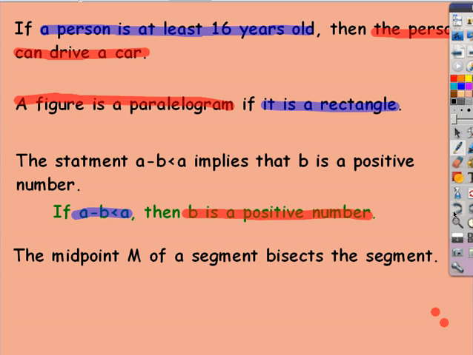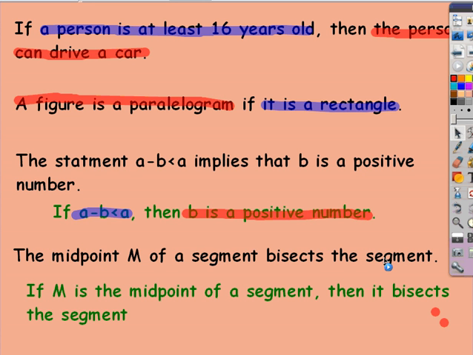Okay? So if I'm going to rewrite that, it might look like this. If M is the midpoint of a segment, then it bisects the segment. Okay? And now that it's in that if-then form, I can identify the hypothesis and the conclusion. Hypothesis, M is the midpoint of a segment. Conclusion, it bisects the segment. Okay? So rewriting those is going to take practice. You are going to have to work at that.